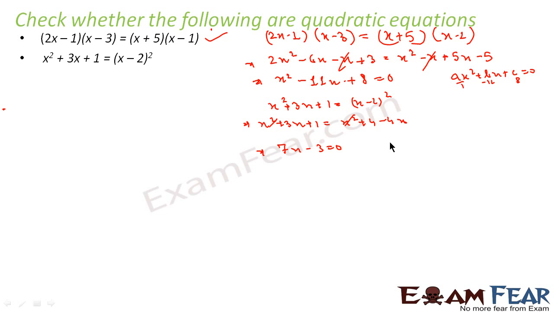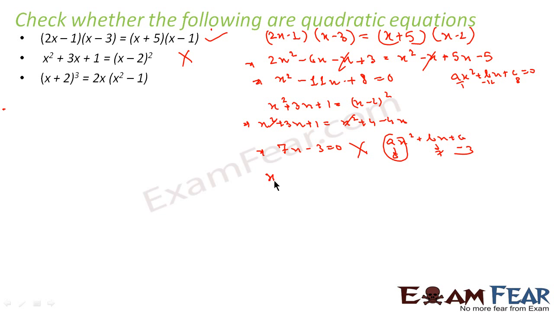If you compare this with ax square plus bx plus c is equal to 0, you see that a is equal to 0, b is equal to 7 and c is equal to minus 3. Since a is equal to 0, this is not a quadratic equation. Thus, the assumption we had just by looking at the equation, that this is a quadratic equation, turned out to be wrong. So just don't trust the equation blindly, solve it and then come to a conclusion. Let's take one more example.